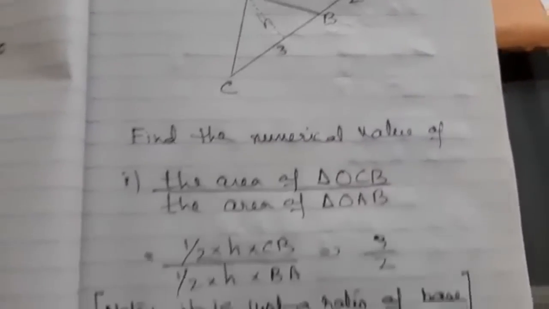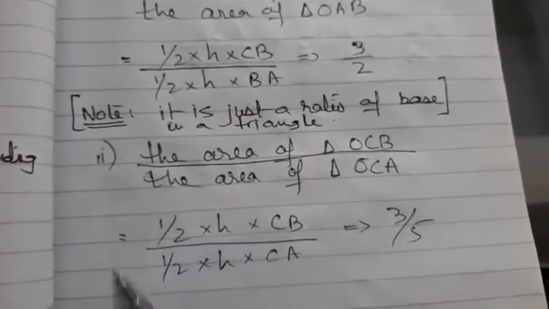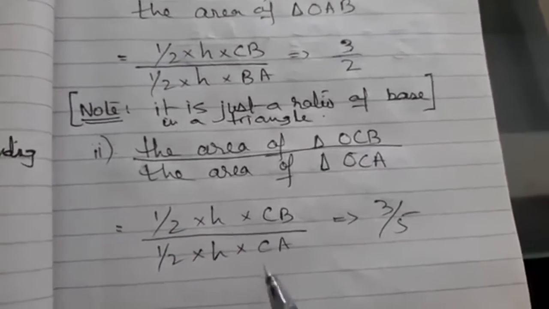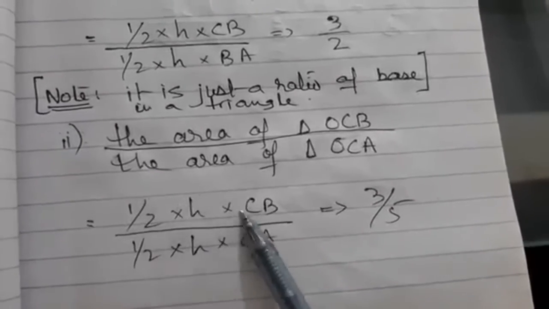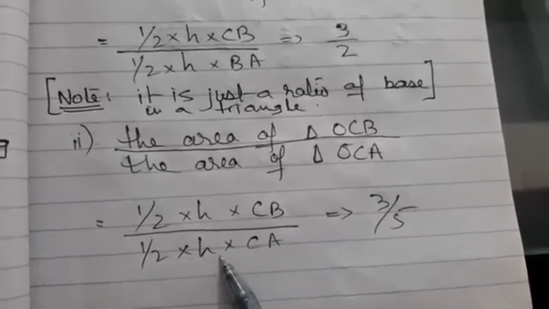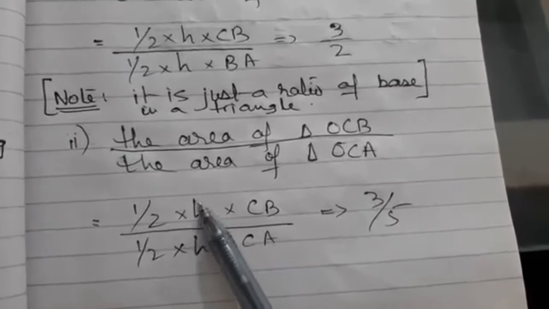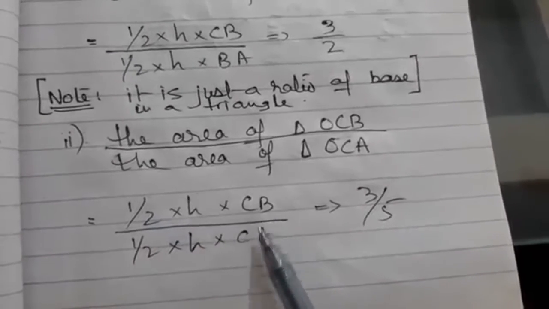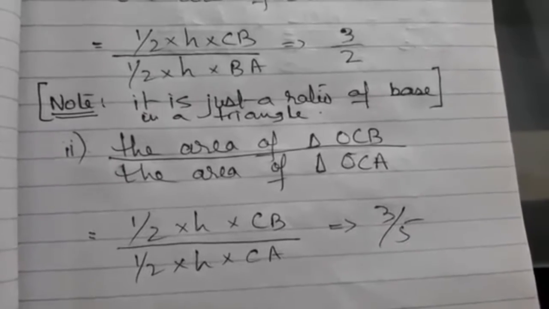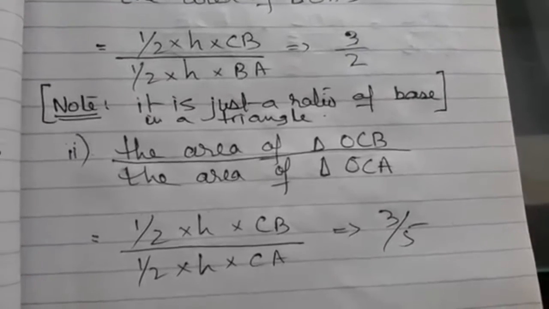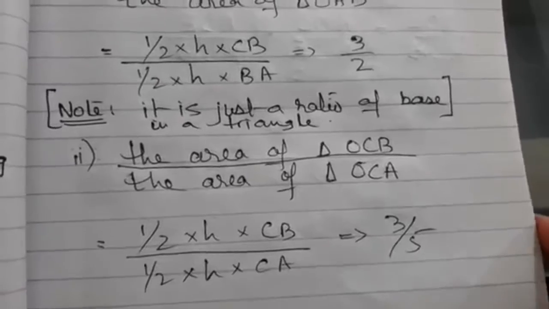So if you write here, now this step I'm writing to explain to you. You do not need to mention it if you don't want to. There is no harm. So half into height into CB, half into height into CA. The height was common, cancel out. These are the values given there. So your area numerical value, ratio of the area of two triangles, will be 3/5.